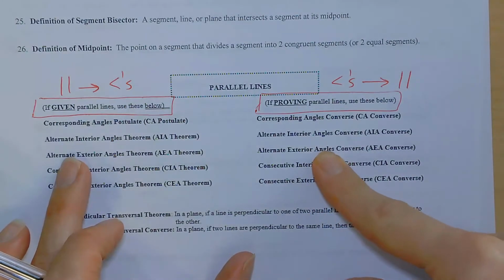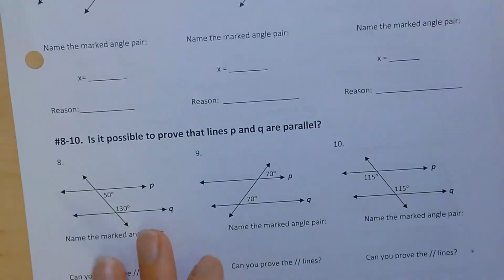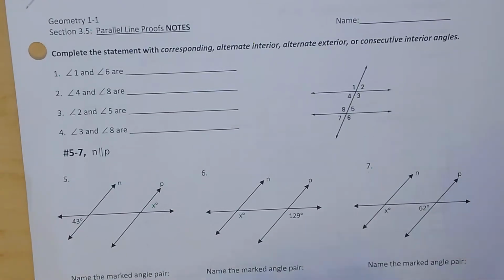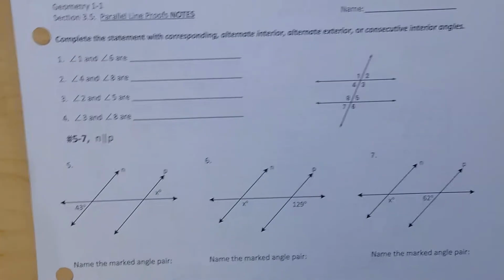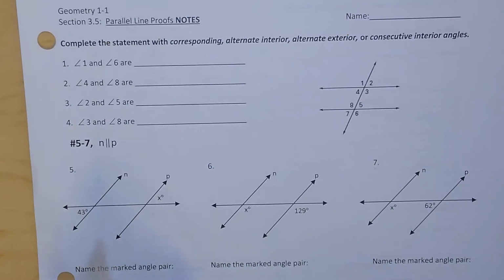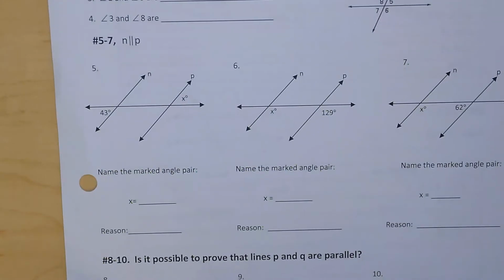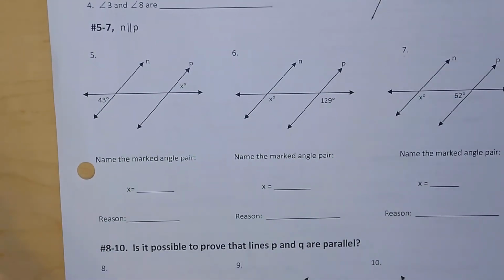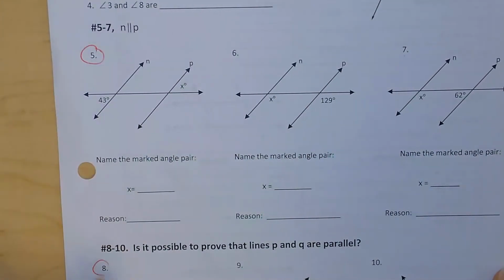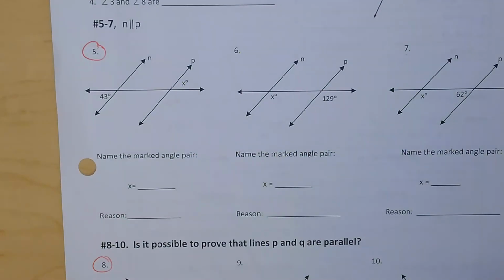Okay, so to do this, what we're going to do is take your cheat sheet and apply it to this front page before we start getting into proofs. So I'm going to skip over some of these because you're going to try them and then check them. I want to do one of each type with you. We're going to do number 5 together and number 8 together. And then you guys are going to try the rest and then you'll check it.